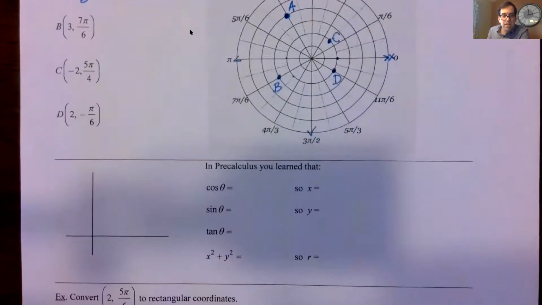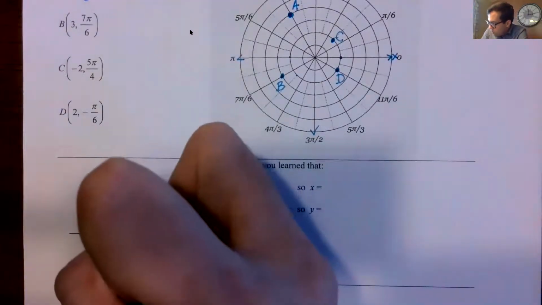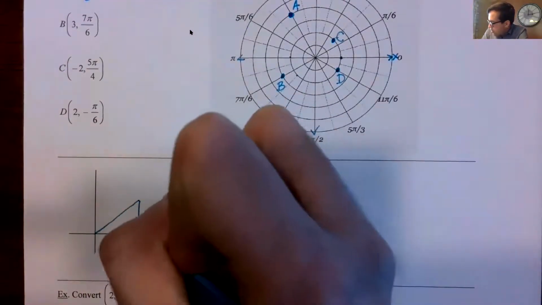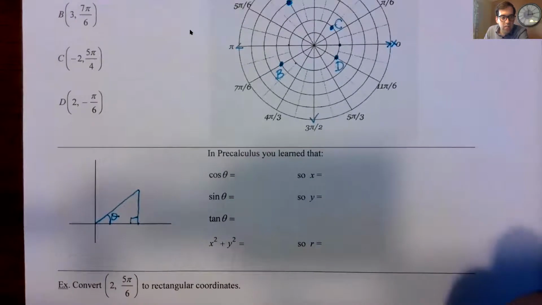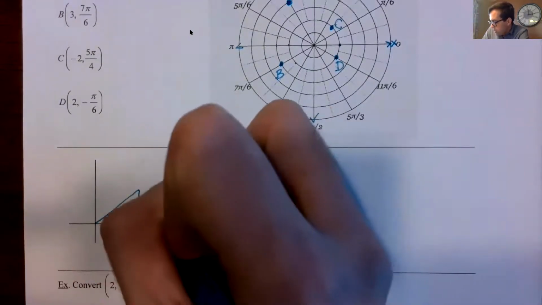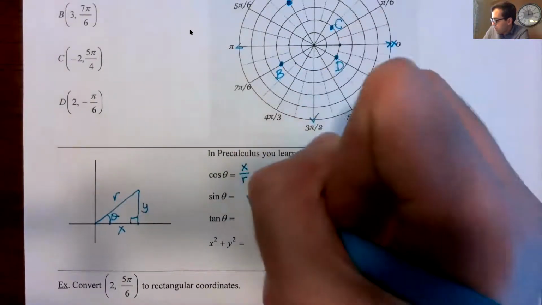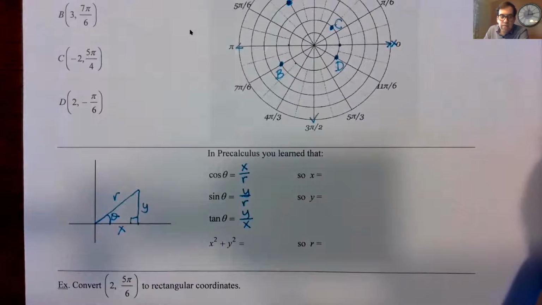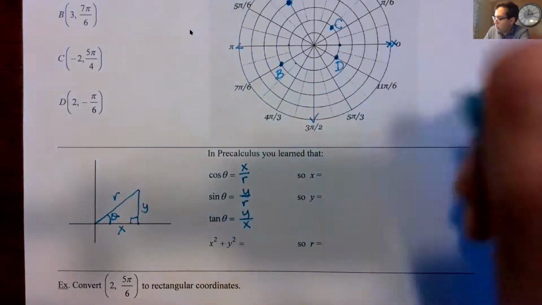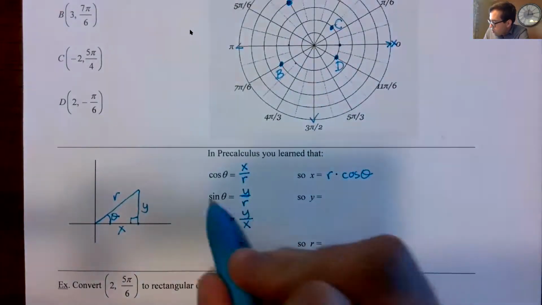The next step here is then going to be how do we translate between polar coordinates and rectangular coordinates? Well, we have to use trig. So we know that if we have a right triangle here on our XY plane, and theta is by the origin, as it usually would be, we've got an x, a y, and an r. And in pre-calc, you learned that cosine is x over r, sine is y over r, and tangent is y over x. So if that's true, if we solve this for x, we would get r times cosine of theta, and y would be r times sine of theta.